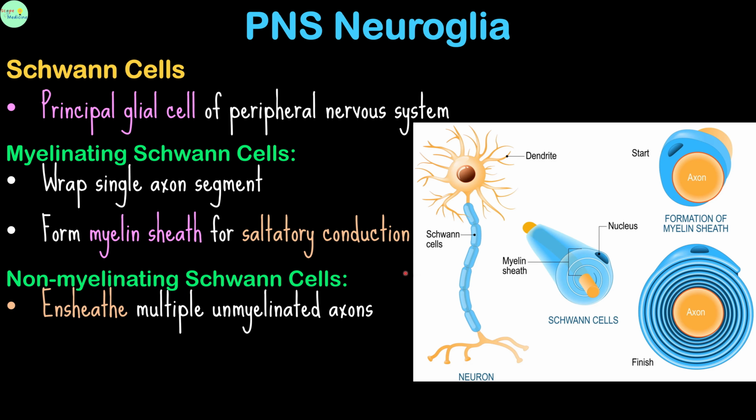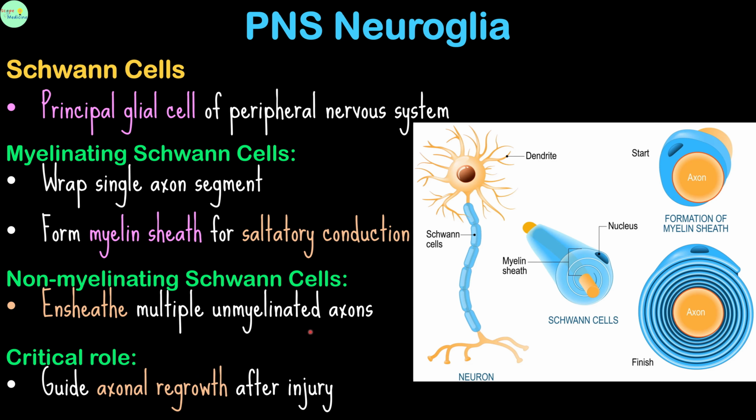Non-myelinating Schwann cells also exist. They ensheath multiple small unmyelinated axons by enveloping them within grooves on their surface, providing vital metabolic and physical support. A critical feature of Schwann cells is their ability to create a regeneration-friendly pathway, guiding axonal regrowth after injury, a capacity largely absent in the central nervous system.